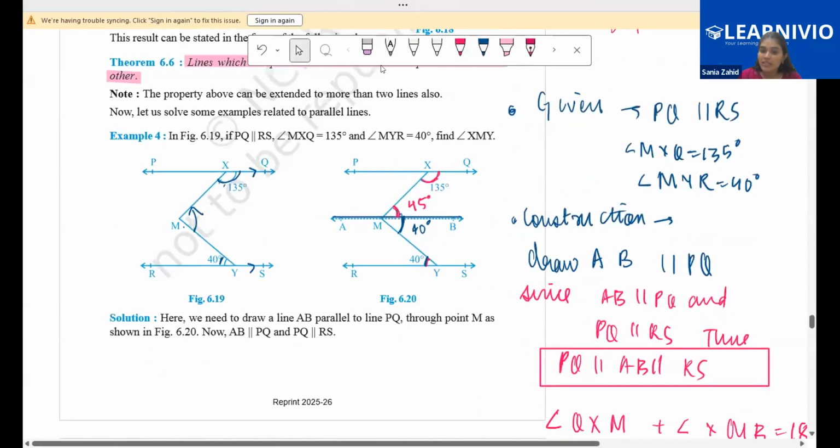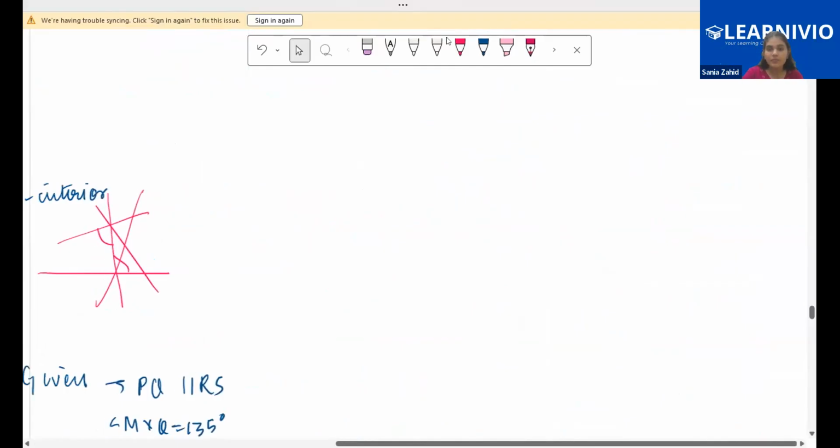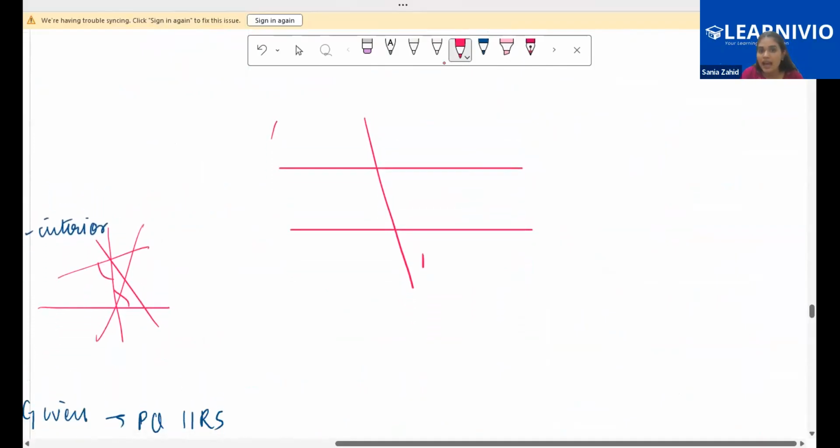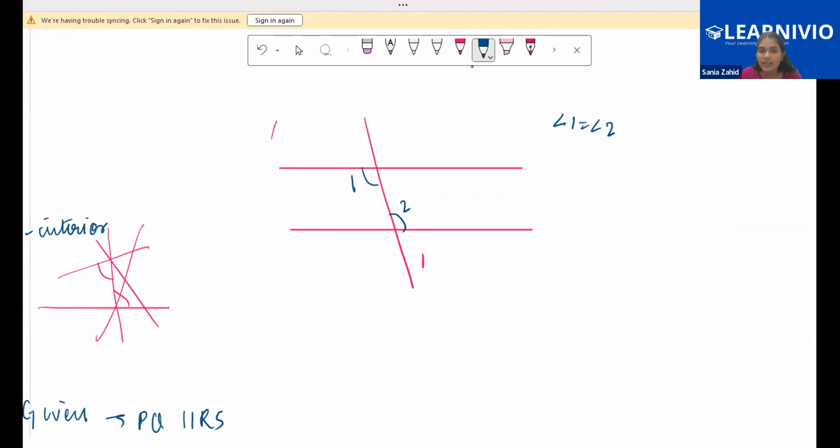Then we studied the various kinds of angles we can have. I taught you there can be alternate interior angles, alternate exterior angles, co-interior angles, right? Then corresponding angles. For example, if you have two parallel lines, and then a transversal passing through these parallel lines, the angles that are formed on a Z, like this angle and this angle, are alternate interior angles, 1 and 2. So angle 1 is equal to angle 2. Why? Because they are alternate interior angles. Similarly, angle 3 is equal to angle 4, because they are also alternate interior.